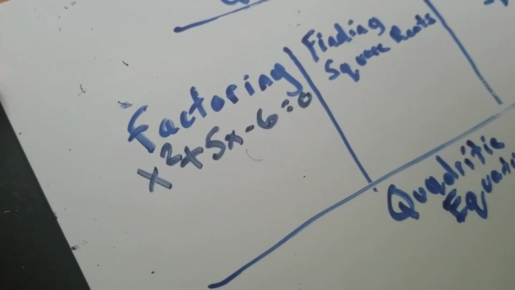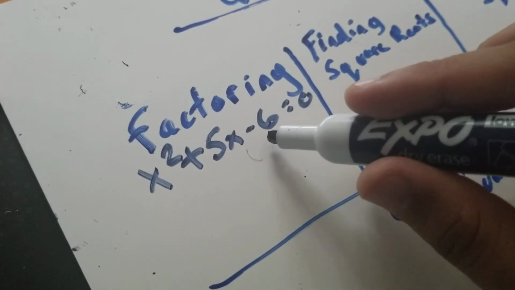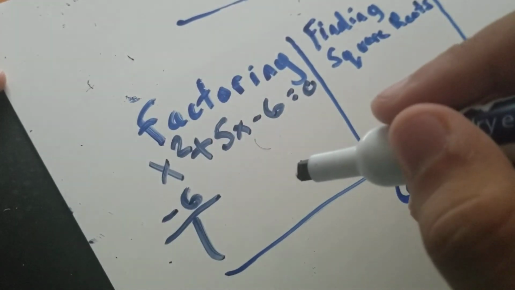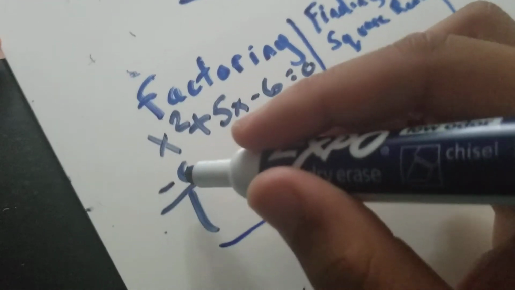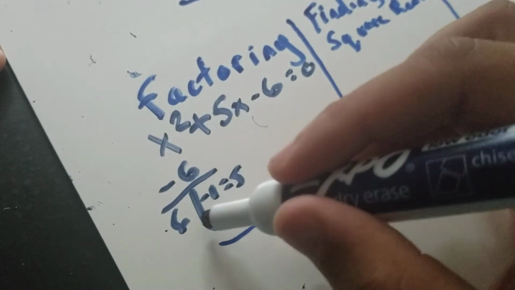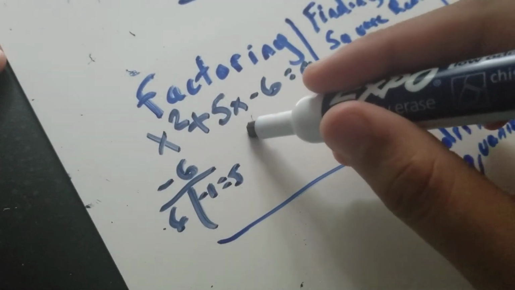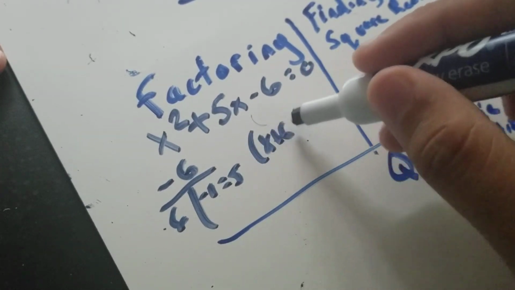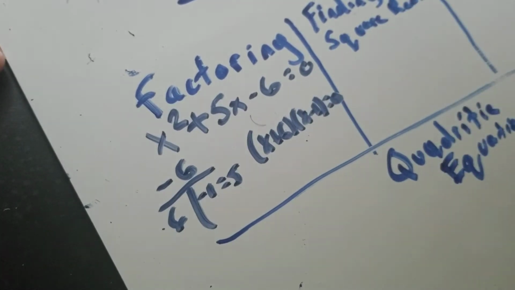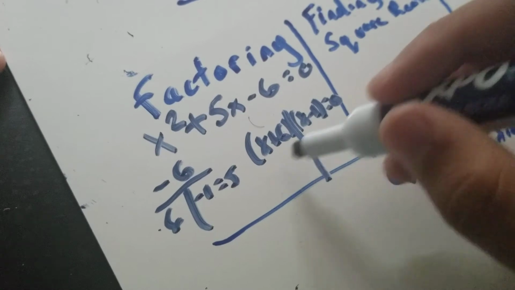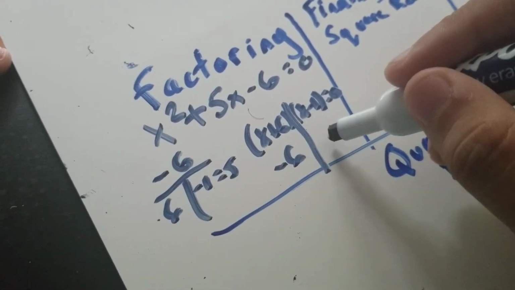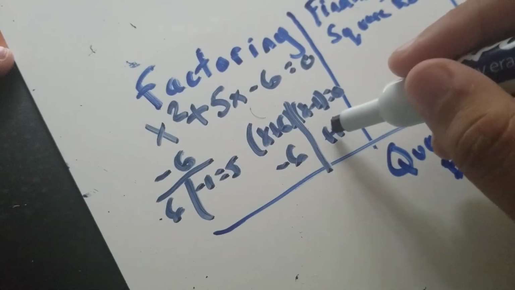So what's really good about factoring is, hey, if I see that negative 6 has things that multiply that add up to positive 5, like 6 and negative 1, then I already have it factored out. X plus 6, x minus 1 equals 0. From there, I split and solve both sides. So my answer is negative 6, and my answer on the right is positive 1.